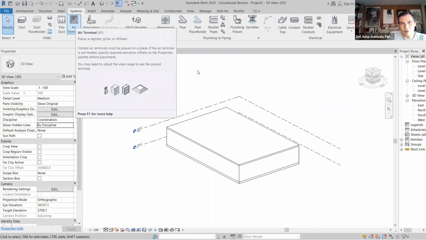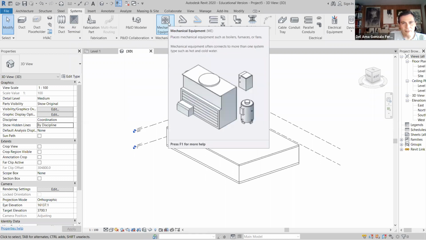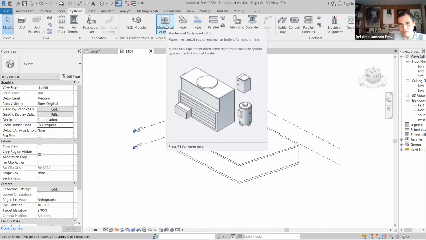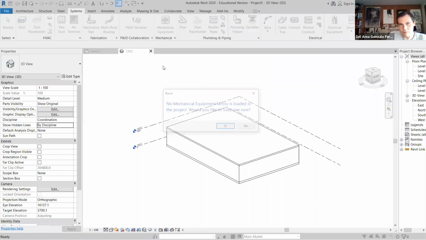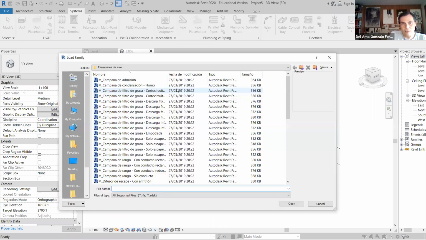So far, we are going to use only 2 tabs. We have a lot of tabs here. We are going to use air terminals, and we are going to use mechanical equipment. By default, I don't think you have mechanical equipment in Revit. So we have to type here, and we usually have this message: no mechanical equipment family is loaded in this project. We have to load mechanical families.